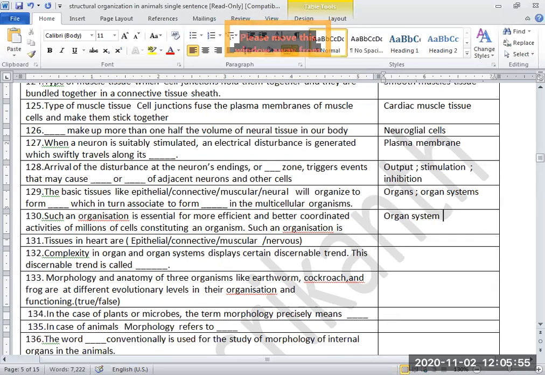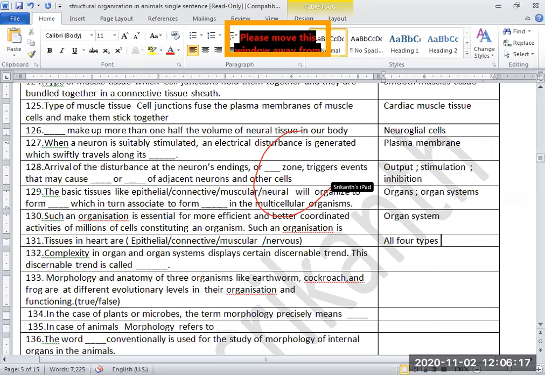What do you call it as? Organ system. Tissues in the heart are, just for example, epithelial, connective, muscular, nervous. All four types are present. Now, only I said to you, all four types are present.